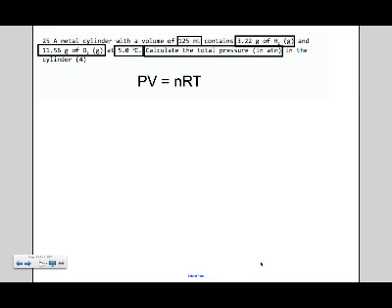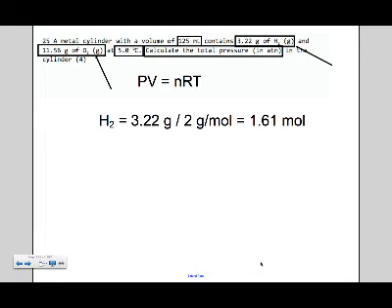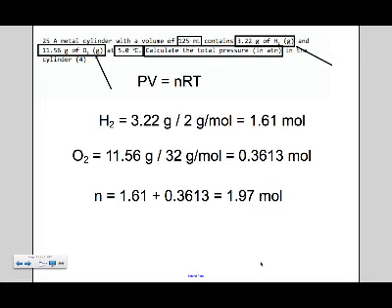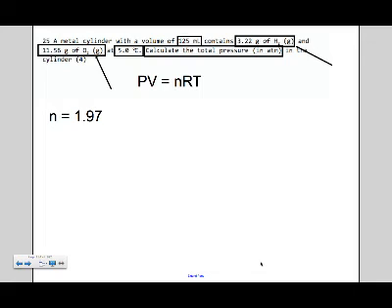The good news is once you get it converted to moles, all gases behave the same, so all we have to do is add together the two answers we get for moles and then plug that in for our N in this question. So we're going to take those two gases, convert hydrogen to moles, 3.22 divided by 2, that's what hydrogen gas would be, and we get 1.61. We take oxygen, the 11.56 grams divided by 32, O is 16 times 2, 32, and you get 0.3613. Combine those two, and our N in the equation is going to be 1.97 moles.